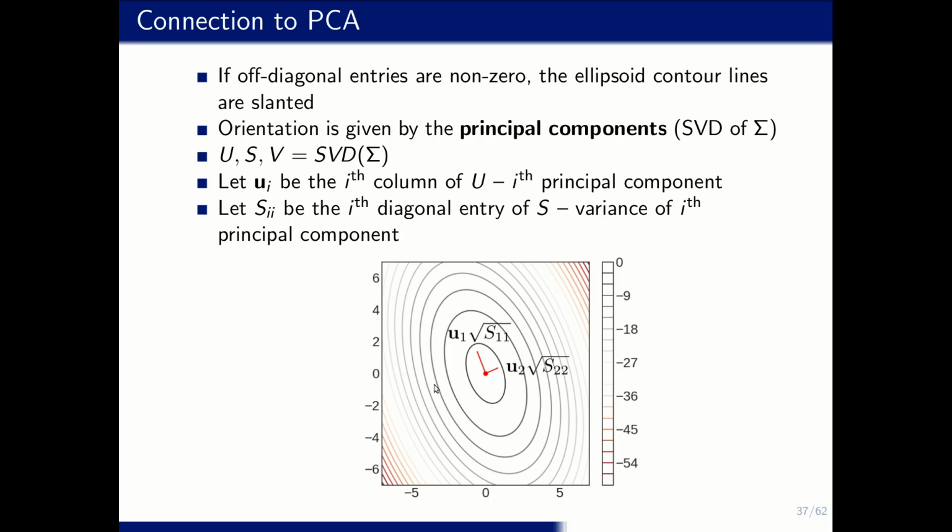And this works with arbitrarily high dimensions. If we have a 100-dimensional Gaussian, we just need to apply the SVD to the covariance, and we find these principal directions which determine the orientation of our elliptical equidensity contour lines. So, an interesting connection between PCA and Gaussian distributions.